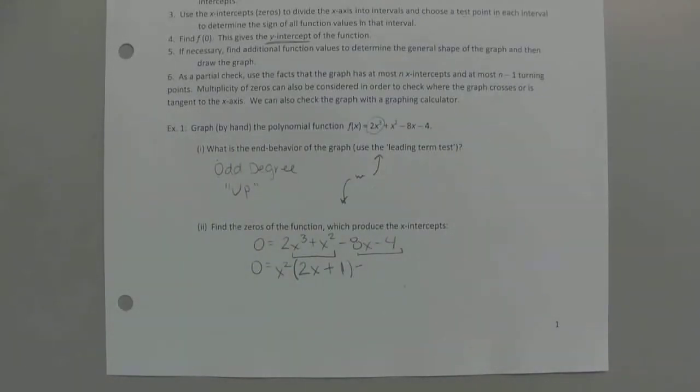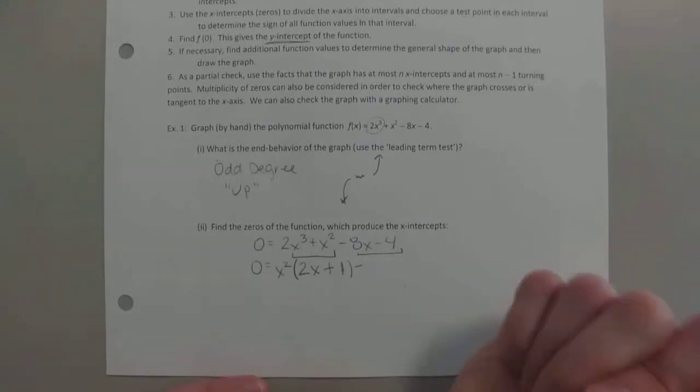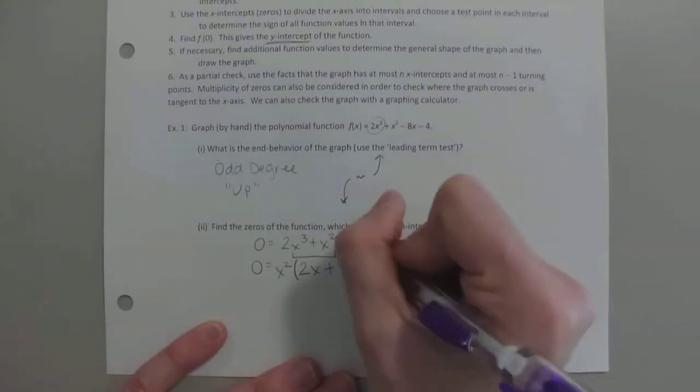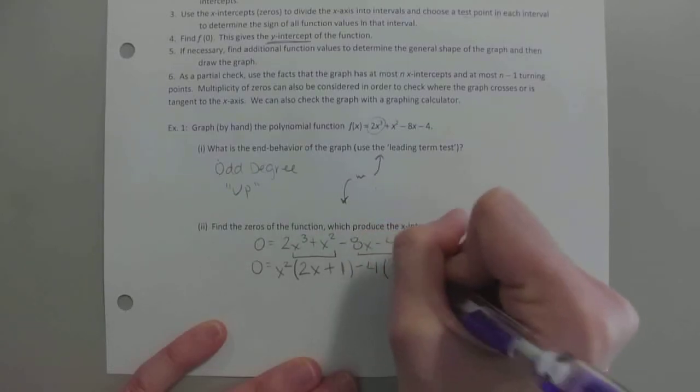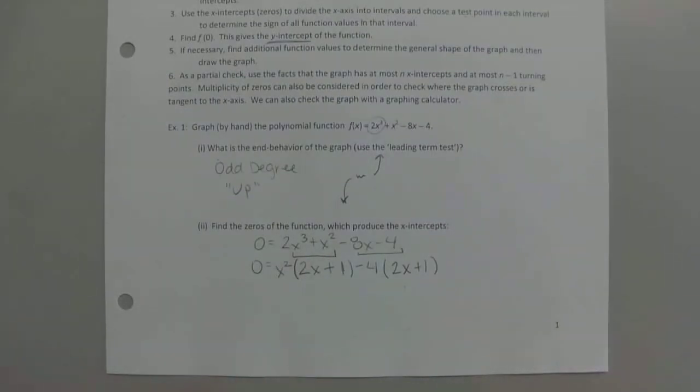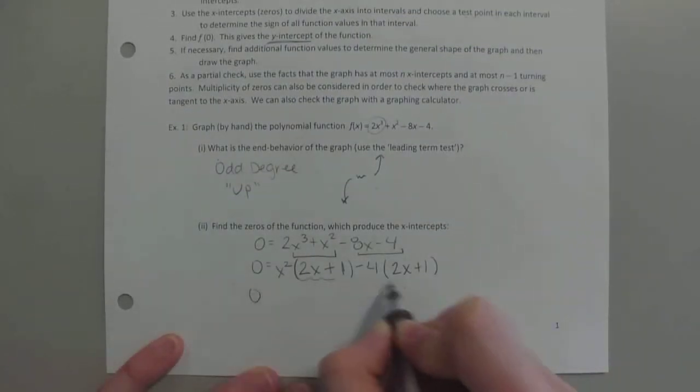Then here, what can we pull out of these two terms so that 2x plus 1 shows up? Negative 4. Negative 4, right? 8 and 4 have 4 in common. How I do it is I just think, okay, what do I want to divide 8 by so that a 2 is left, a 4? And then think about your signs. Both of these signs are positive. Both of those are negative. So we have negative 4. So negative 8 divided by negative 4 is a positive 2. We didn't touch the x. Negative 4 divided by negative 4 is a positive 1.